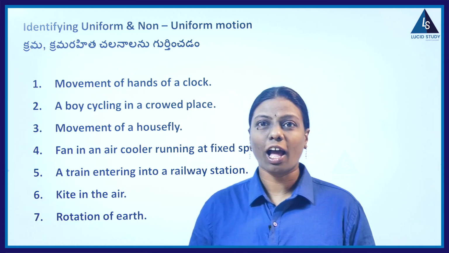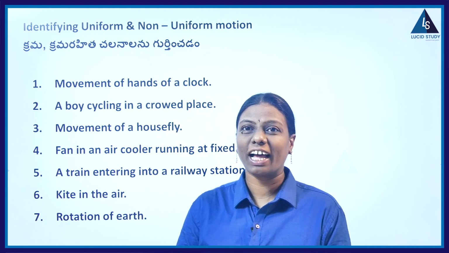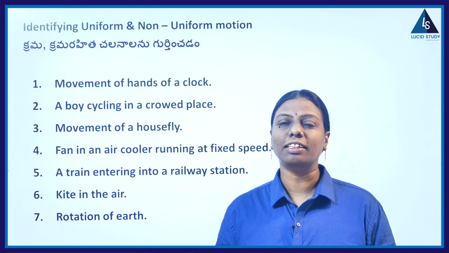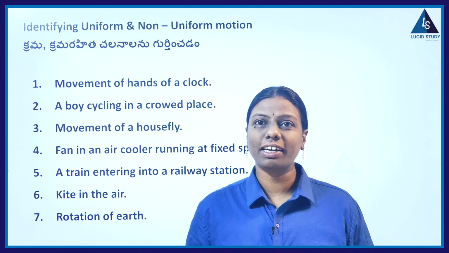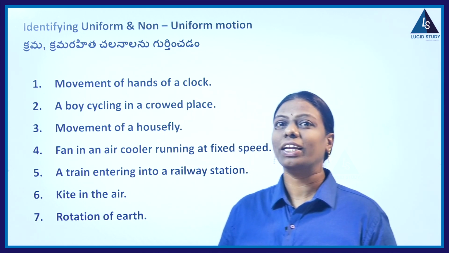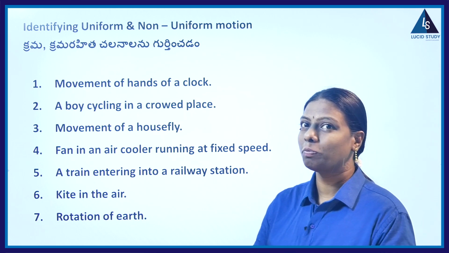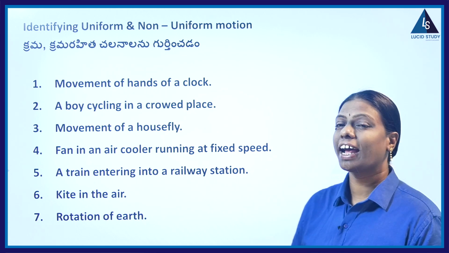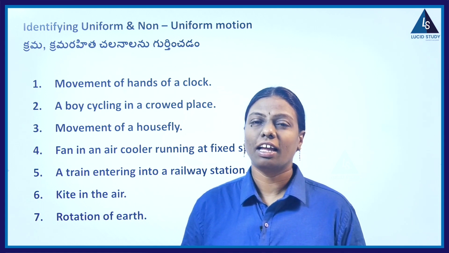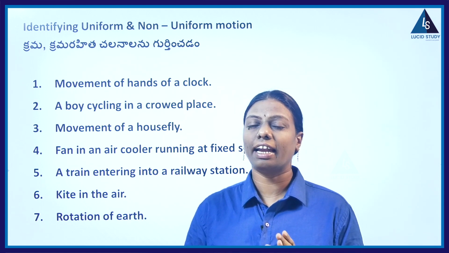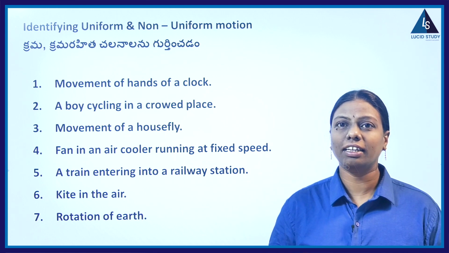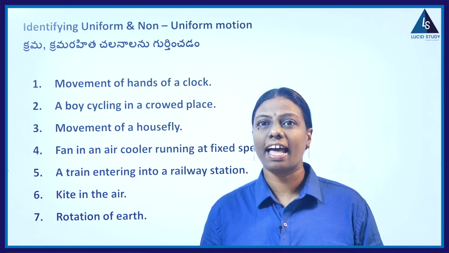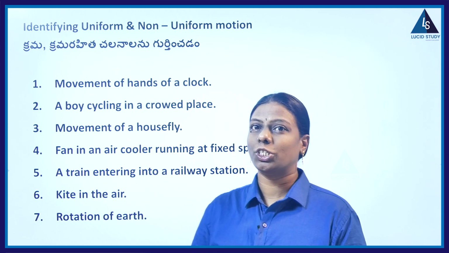Movement of a housefly. How will it be? It will be moving from one place to another place. It may not cover equal distances. So it is non-uniform motion. Fan in an air cooler running at fixed speed. How does the fan move? At a fixed speed, continuously. So it is a uniform motion.